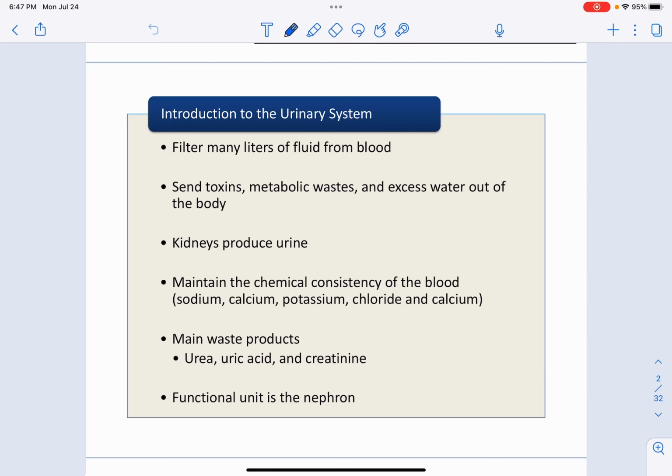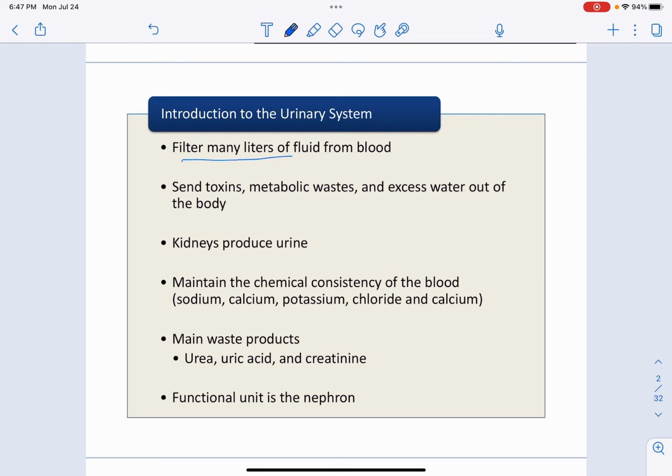So the goal of the urinary system is to filter many liters of fluid from the blood, because as we've talked about in circulation and capillary beds, the role of the circulatory system is to distribute nutrients and gases, but at the same time, it's going to be picking up a lot of waste. So we're going to need a way to filter out the blood. And so that is what the urinary system is going to do. It is going to send toxins, metabolic waste, and excess water out of the body.